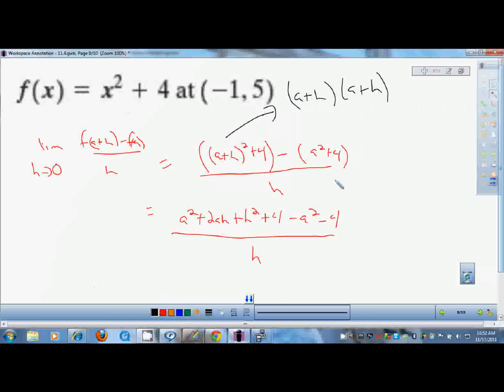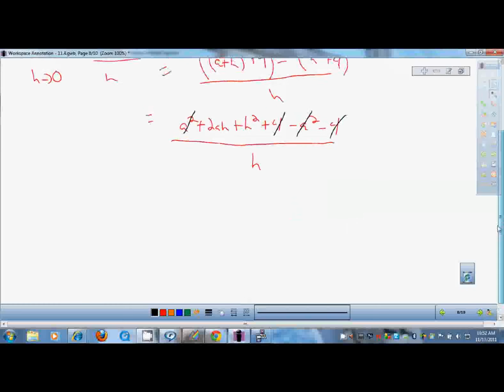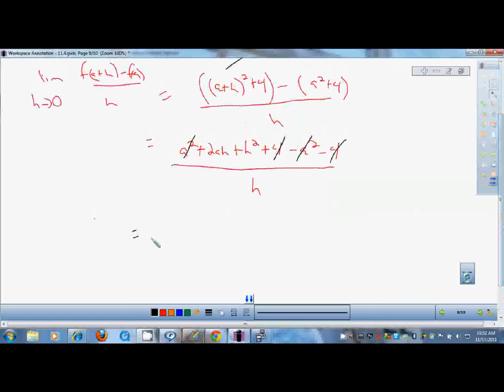Yes, we can. What cancels? Tell me, I'll do it. A squared, 4, anything else? Nope. So let's rewrite what we have. That's 2ah plus h squared over h. Does anything factor out of the top? An h. So that's h times 2a plus h over h, right? Now it cancels. What are you left with?